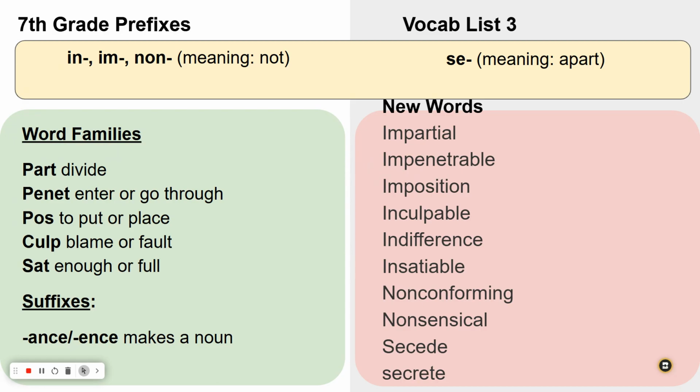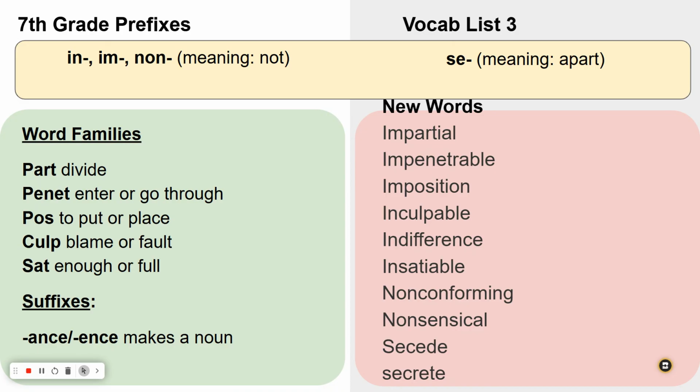Some word families that are important to think about as we're looking at our new words are the roots part, which means divide, pennant, which means enter or go through, post, which means to put or place, culp, which means blame or fault, and sat, which means enough or full.